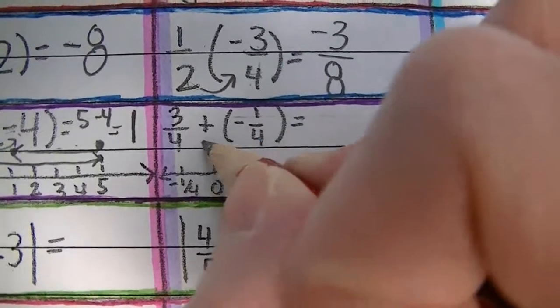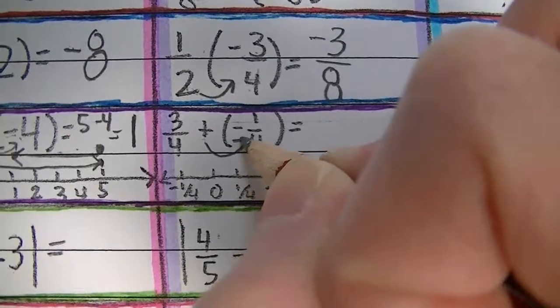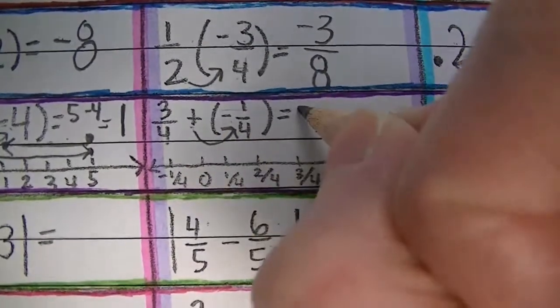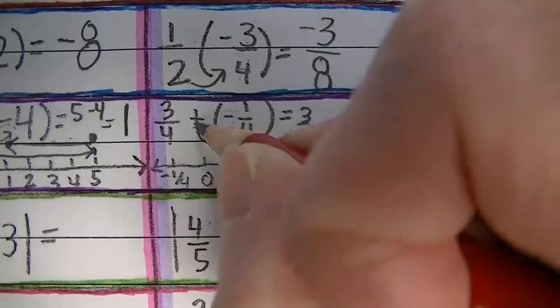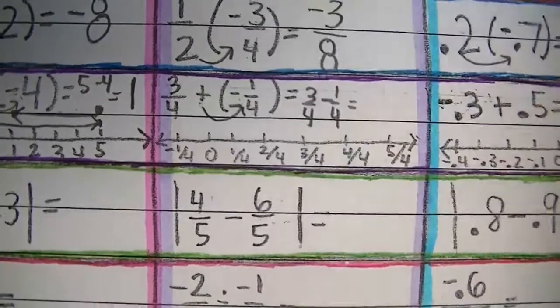Okay, right here. Look, I got parentheses. I have a symbol directly outside parentheses, so I'm going to multiply. A positive times a negative gives me a negative. So really this problem is saying 3/4 minus 1/4. Okay? And let's see what that will give me.